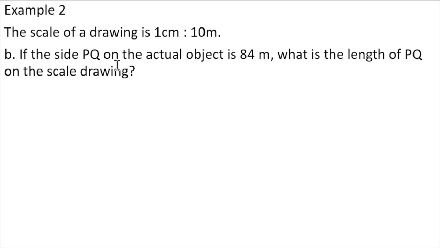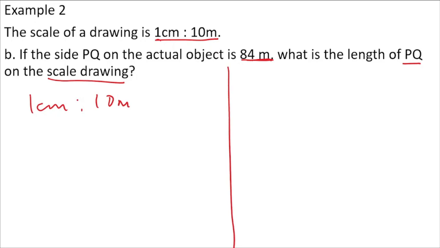Now it's still the same example 2, question B. So if the side PQ on the actual object, so you are not given side PQ on the drawing, which is 84 meters. What is the length of PQ on the scale drawing? So we are still making use of this. The scale is 1 centimeter to 10 meters. Please take note. It's very important you take note of things here.